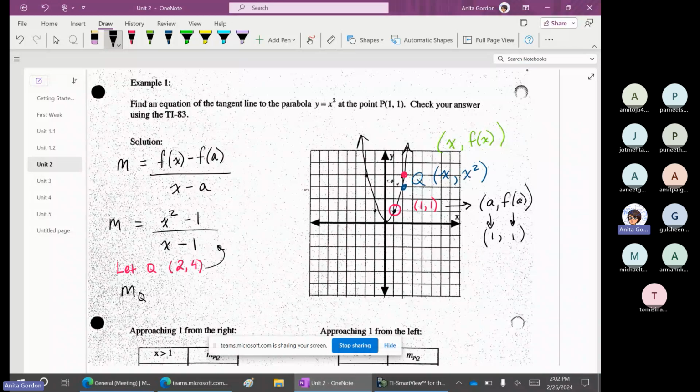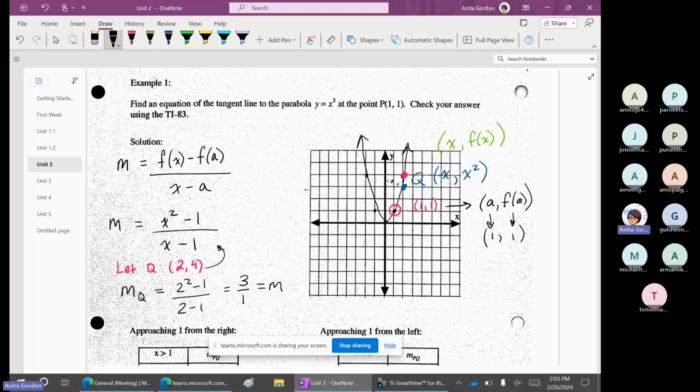The m of Q, if Q is at the point (2, 4), is 2 squared minus 1 over 2 minus 1. This gives me 3 over 1. So the slope is 3 if our secant point is at Q with the coordinates (2, 4).